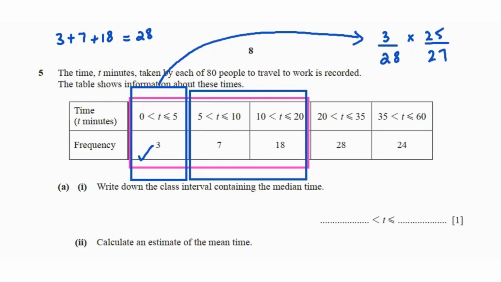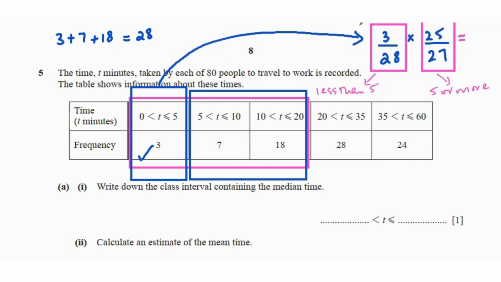If there's still confusion, I'm just going to highlight this over here. We'll write less than 5, and this is for more than 5. Yeah, less than 5 is 3 over 28. More than 5 is 25 over 27. So now when we multiply these, actually we can simplify these. 3 ones are 3, 3 nines are 27. So 25 over 28 times 9, which is 25 over 252.